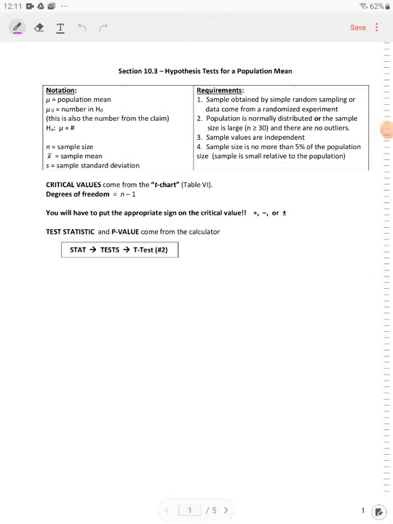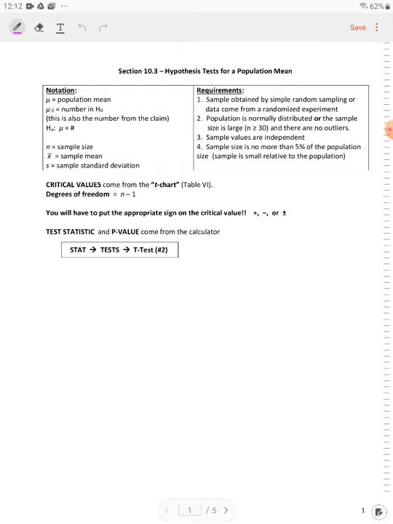Today we're going to talk about hypothesis tests for a population mean. So the notation is, for population mean, it's called mu. Mu sub 0 is a number in H sub 0, the null hypothesis. This is where we have the equality for the claim. N is the sample size, X bar is the sample mean, and S is the sample standard deviation.